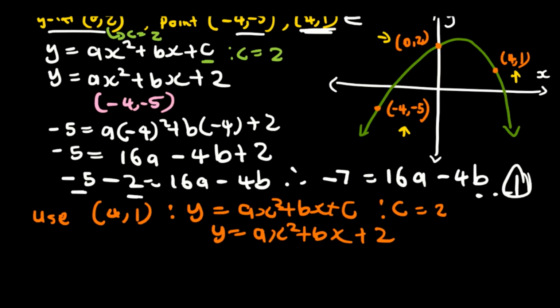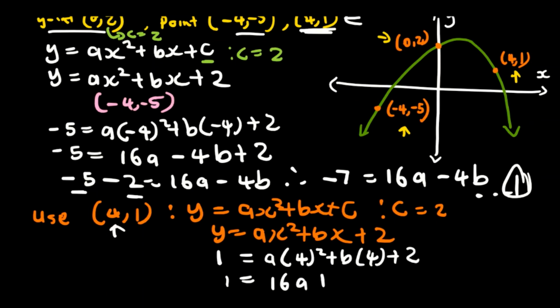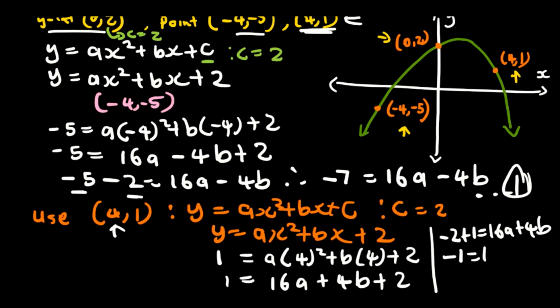So where there's y, you put 1 = a(4)² + b(4) + 2. So you're going to have 1 = 16a + 4b + 2. Then you're going to transpose this 2 to the other side of the equation. Then you're going to have -2 + 1 = 16a + 4b, which is going to give you -1 = 16a + 4b. So this is going to be your equation 2.